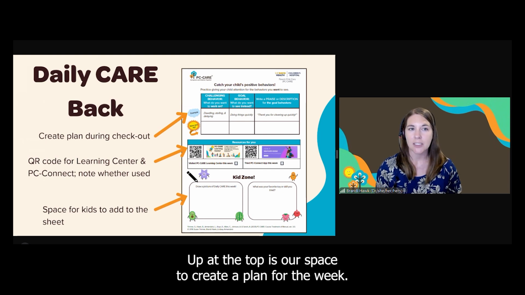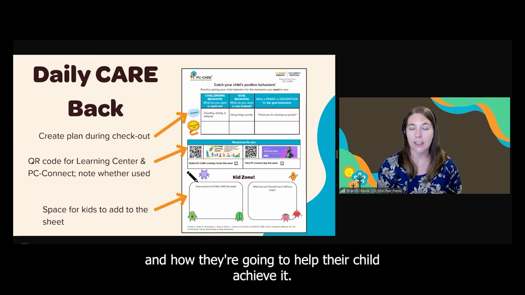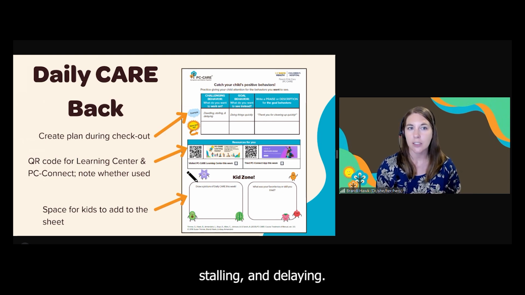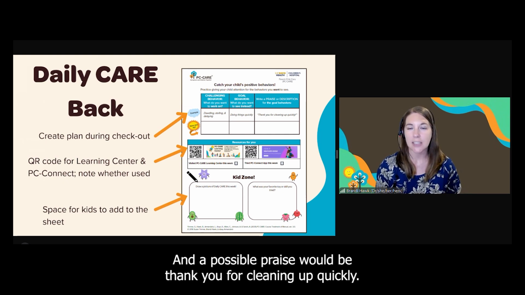Up at the top is our space to create a plan for the week. We want parents to think about what their goal is for the week and how they're going to help their child achieve it. So, our example here is a challenging behavior of dawdling, stalling, and delaying. And then our goal behavior is doing things quickly, and a possible praise would be thank you for cleaning up quickly.